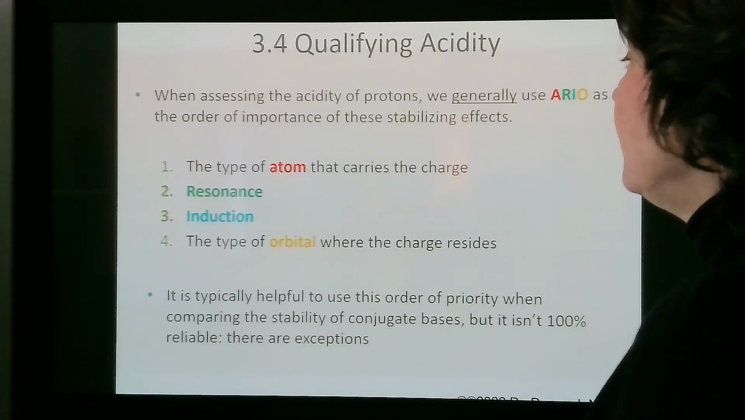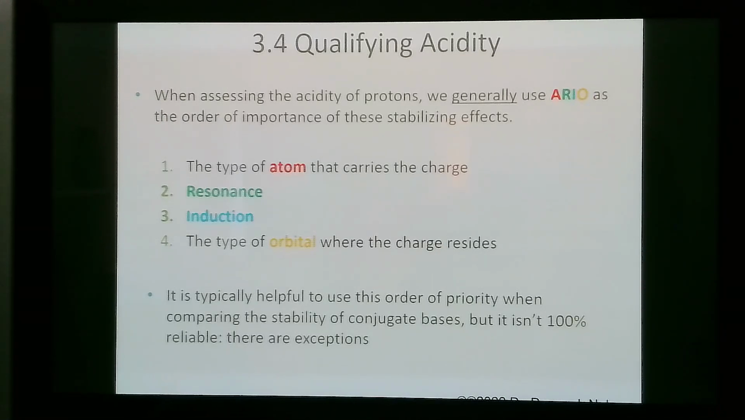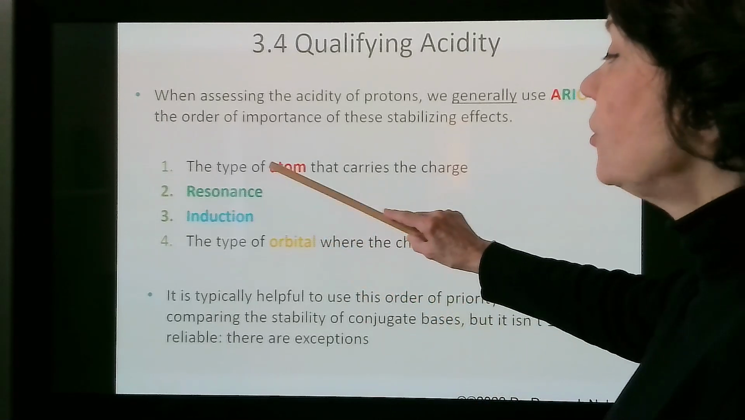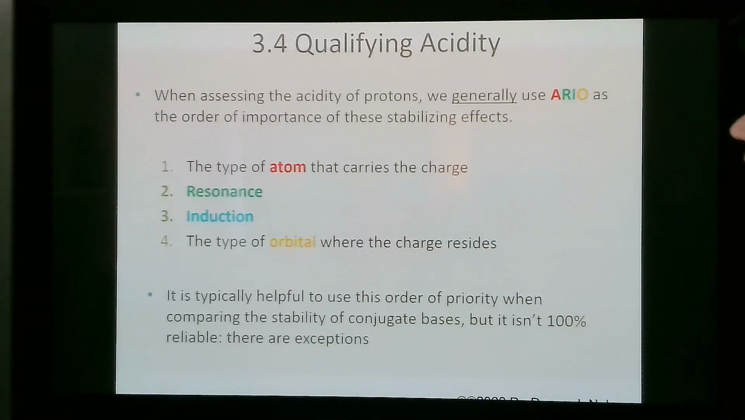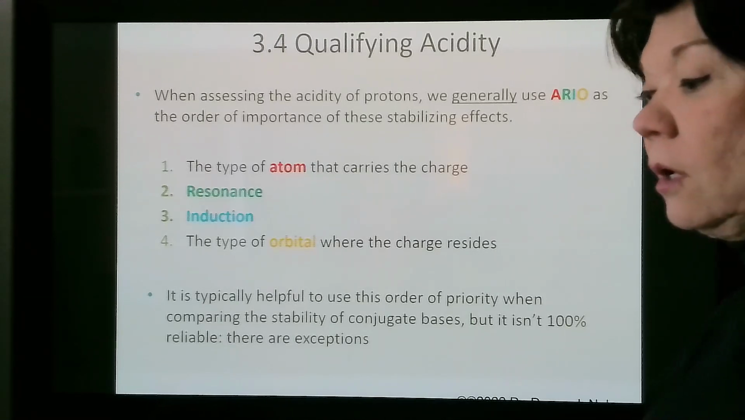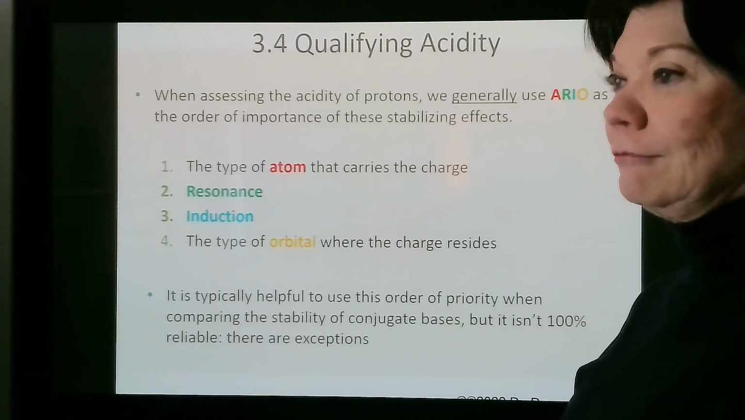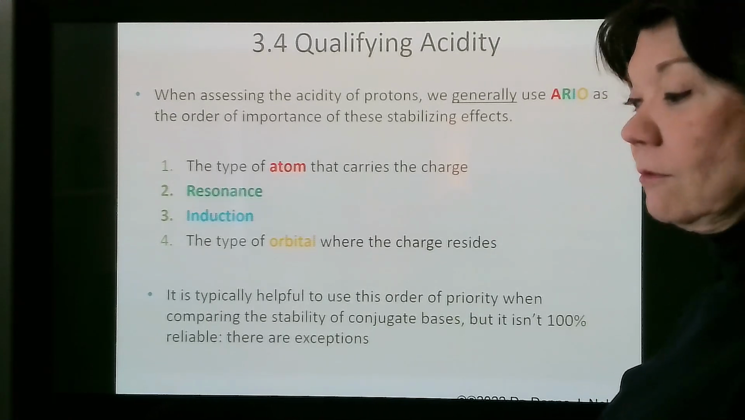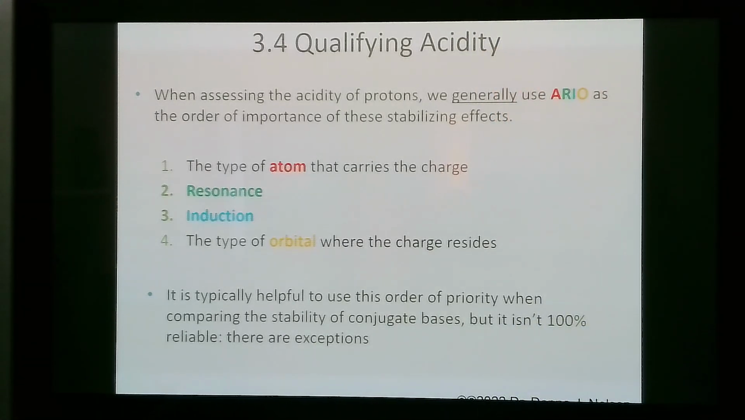When assessing the acidity of protons, we generally use RERO as the order of importance of these stabilizing effects. So here, this is the most important, next, and least important in these four criteria. And there are exceptions which we're not going to get into because I think it's much more important for you to learn the rule and be able to apply it than worry about the exceptions right now. I think that will just become confusing.